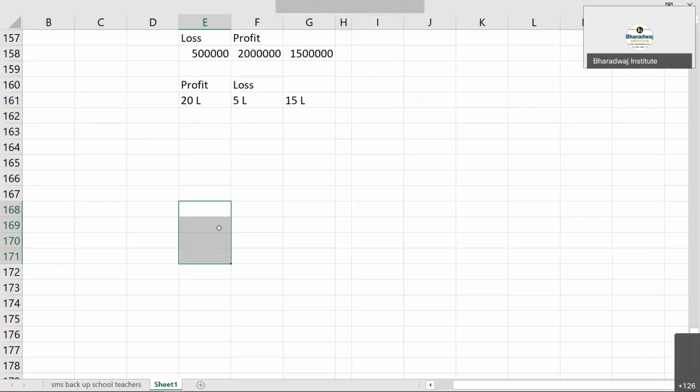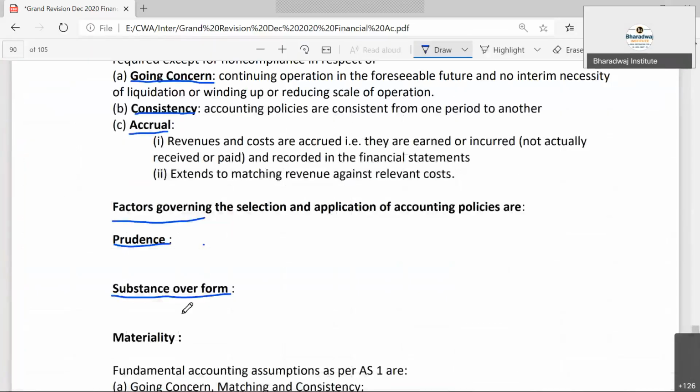Substance means truth. Truth should be preferred over legal formality. Otherwise, accounts is not just a formality. You should express the truth. If it is a loss, show it as a loss. If there is a profit, show it as a profit. If there's an income, call it income. If a division is making a loss, tell that there is a division with a loss. Don't hide. Don't give false statements. That is called substance over form.